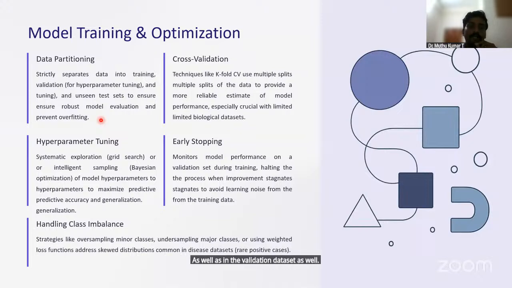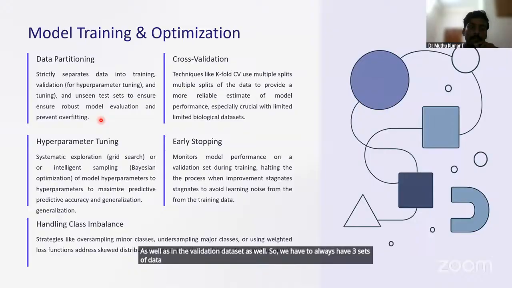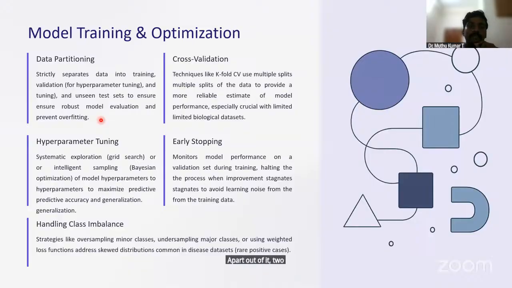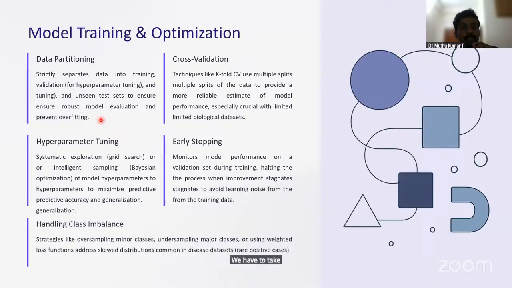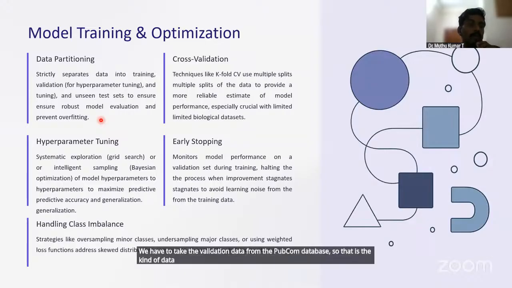So we always have to have three sets of data. Out of these, two data sets come from the same source and one data set from a different source. Let's say we are taking data from the ChEMBL database, then we have to take the validation data from the PubChem database. That is the kind of data partitioning we do before training the model.